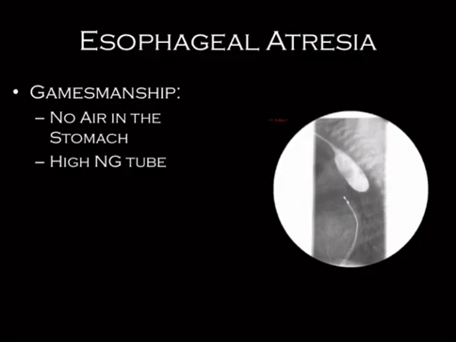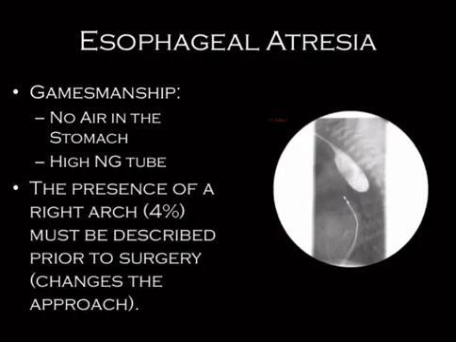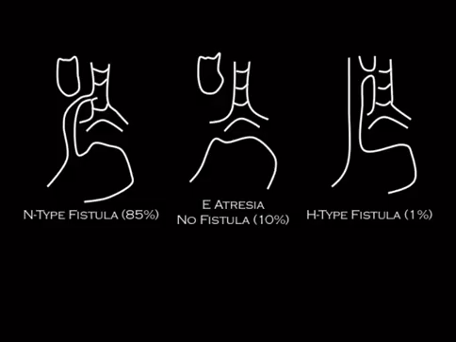If I say esophageal atresia, there's a couple of things you need to know. One is there's a piece of trivia that's actually practical. They want to know whether or not there's a right arch or not, because that will just change their surgical approach. So it's important to look for that in the setting of esophageal atresia. So there are several different types of tracheoesophageal fistulas. You'll hear them referred to with various different letters.